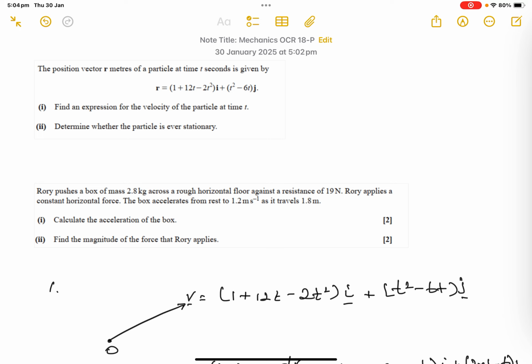It's r, so the function is in the variable t. Find the expression for the velocity of the particle at time t. So simply the displacement vector is given. To find the velocity, just differentiate. The differentiation of displacement will give us the velocity.